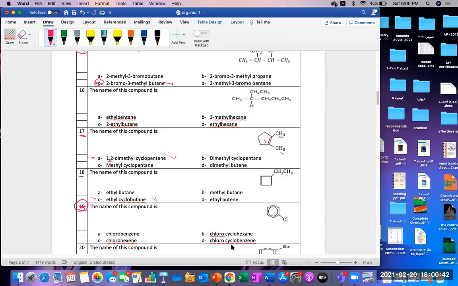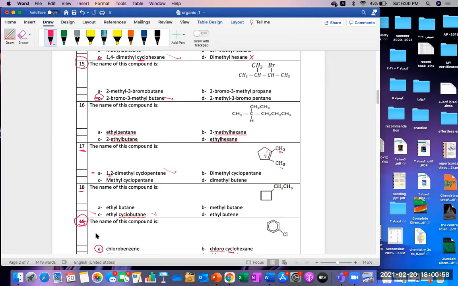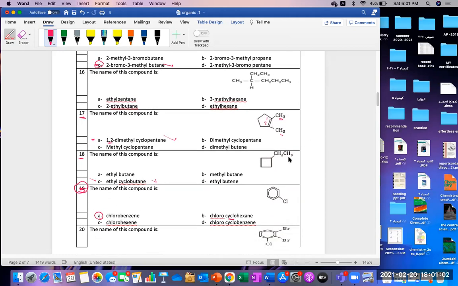I said chlorocyclobenzene. Okay, benzene will not take cyclo because we know that benzene is a cyclo. So we are not putting cyclo with benzene, never. So it will be A. Chlorobenzene, that's it. So don't put cyclo with benzene. Okay, so this will be for halides. Of course, it's not cyclohexane, it's not cyclobenzene, and it's not hexane, so this one will be the right one.